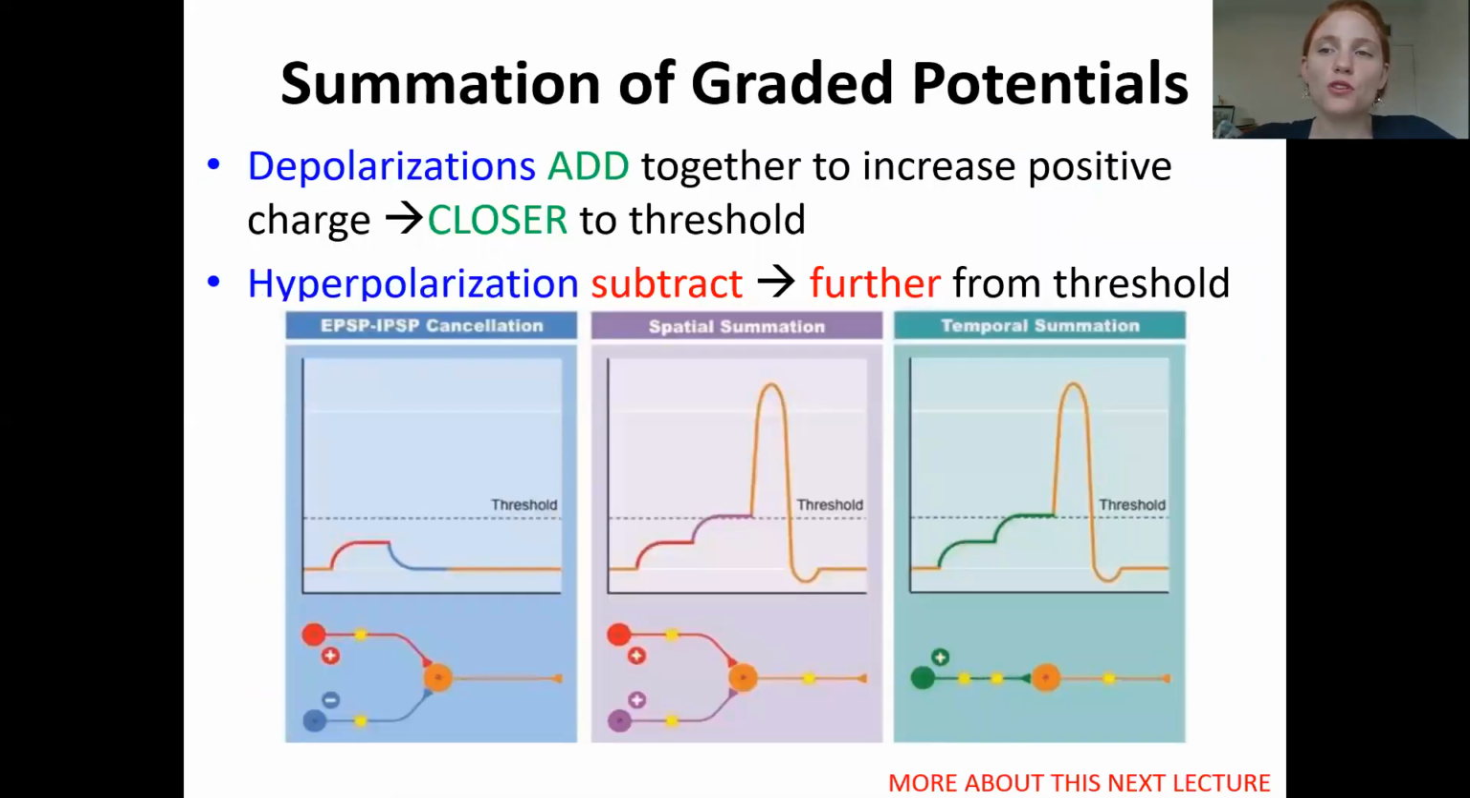Now, those graded potentials also allow for summation. Remember that summation in muscle physiology means that when you increase the frequency of the stimulus, you increase the force, so you get a varying amount of force. And what summation means for neurons is that they can add on top of each other. So the depolarizations will add on top of each other, or if it's a hyperpolarization, they can subtract from each other.